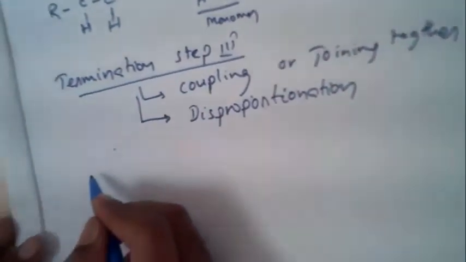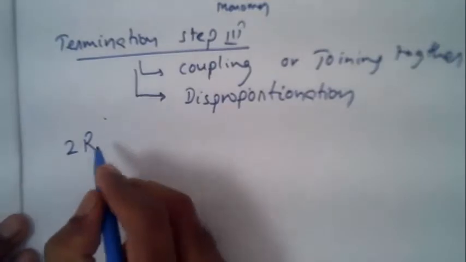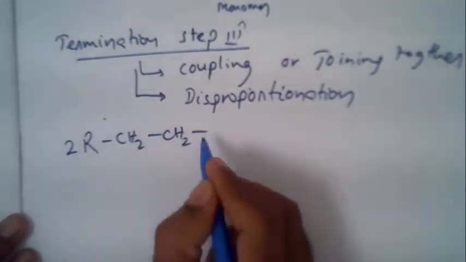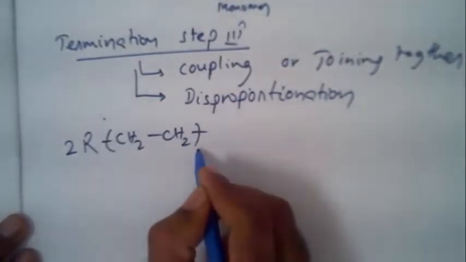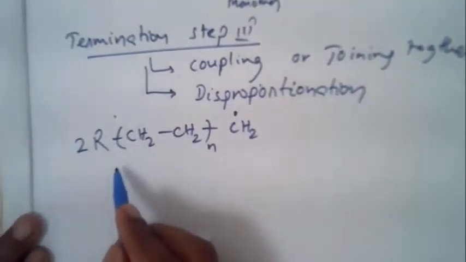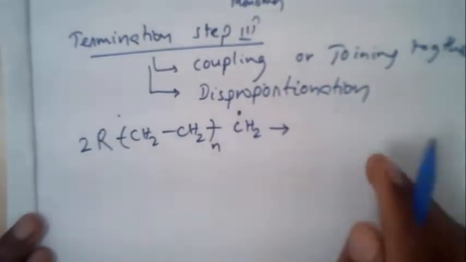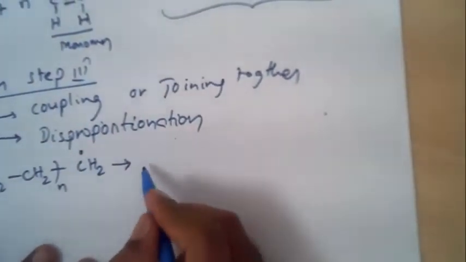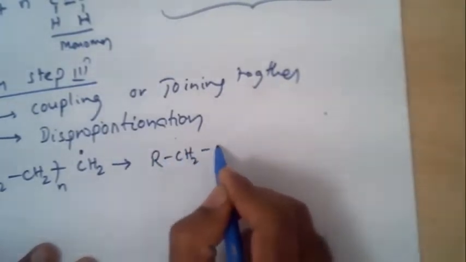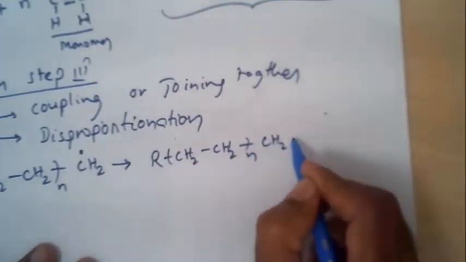So let us look at what the coupling reaction is. Here if I take 2 R CH2 CH2, N CH2 dot. There are 2 molecules here, so that's why I have written 2. Now they will join. How will it look? CH2 and CH2.